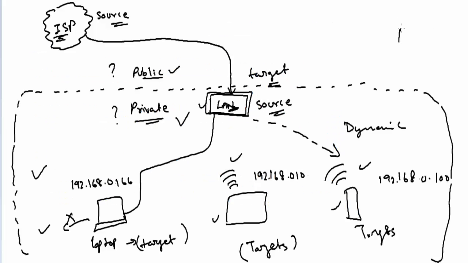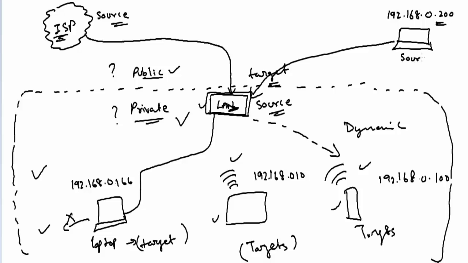Let's take you purchased one more laptop at home, and before joining this laptop into the network, you configure your laptop saying that my laptop should always get the IP address as 192.168.0.200. This is your source and this is your target. Sorry, this becomes your target and your LAN is always the source.